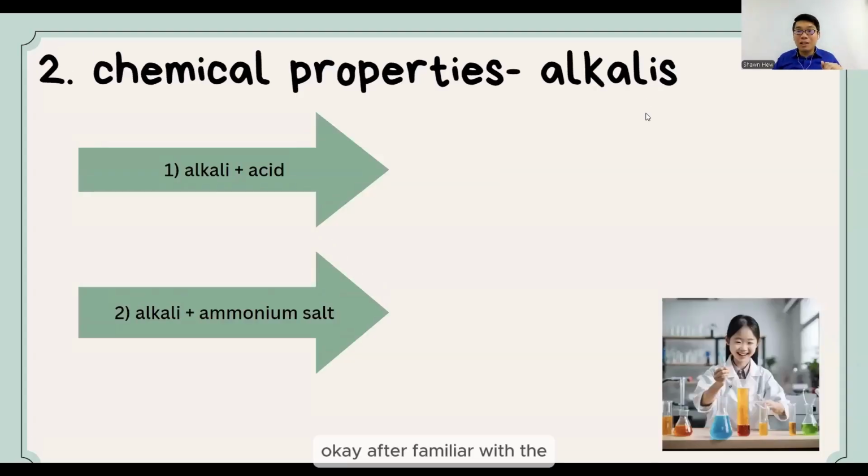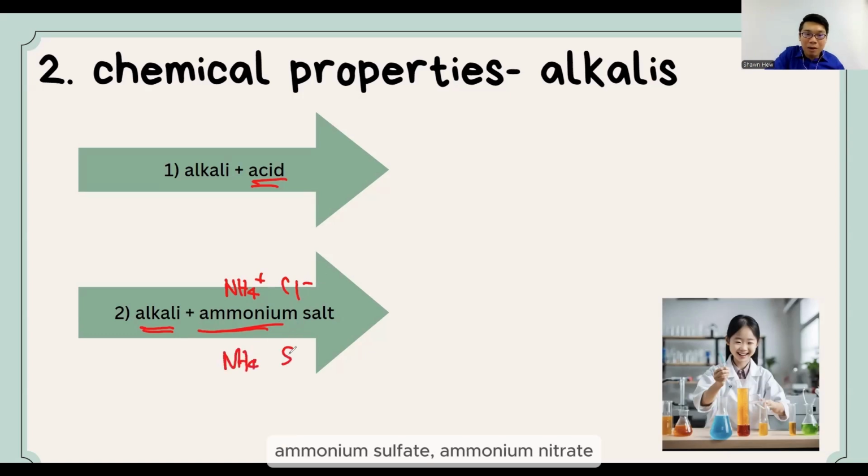Okay, after becoming familiar with the 3 chemical properties of acids, now we go to the 2 chemical properties of alkalis. The first chemical property is exactly the same as acid, because acid plus alkali will form salt and water. So for this part, it's the same, no need to learn again. The next part is new: alkali will react with ammonium salt. What is the meaning of ammonium? It contains this cation. This cation can be with any anion, for example ammonium chloride, ammonium sulfide, ammonium nitrate.